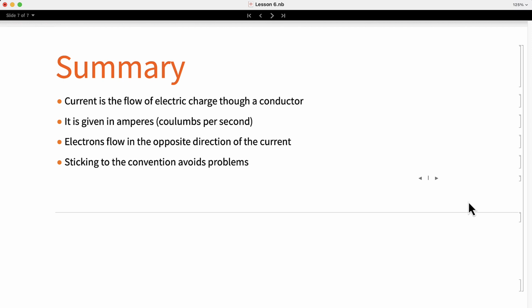The current is the flow of electric charge through a conductor. The unit of current is called ampere, and it is given in coulombs per second. In reality, the electrons flow in the opposite direction of the current. But if we stick to the convention, we will avoid problems when performing calculations or simulations.